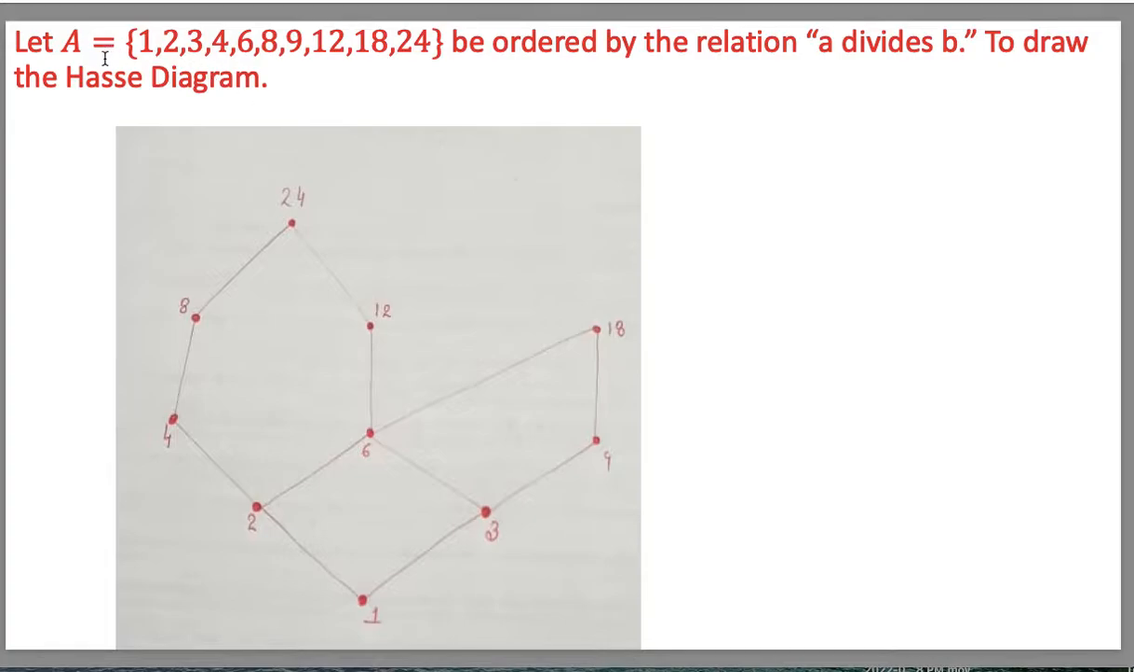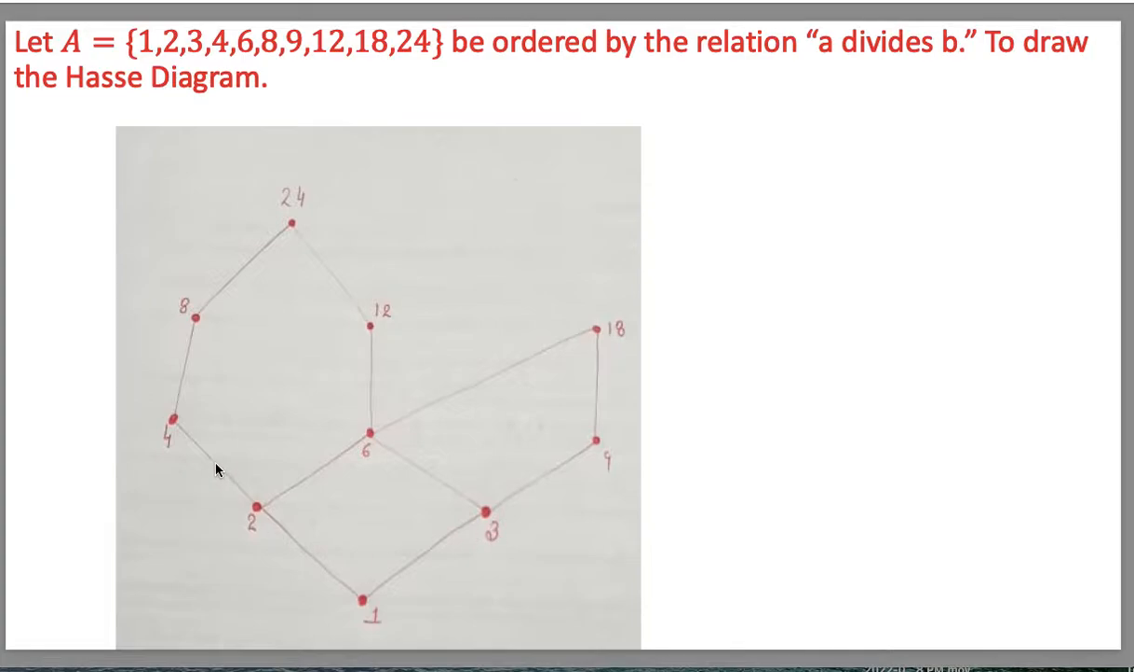Now one more example. Suppose A is equal to 1, 2, 3, 4, 6, 8, 9, 12, 18 and 24. Suppose this is a given set and the order relation is A divides B. Now we will draw the Hasse diagram for this set. First element is 1, we write 1 here. Next element is 2, we write 2 here, and clearly 1 divides 2. Next element is 3, we write 3 here because 1 divides 3 but 2 does not divide 3.